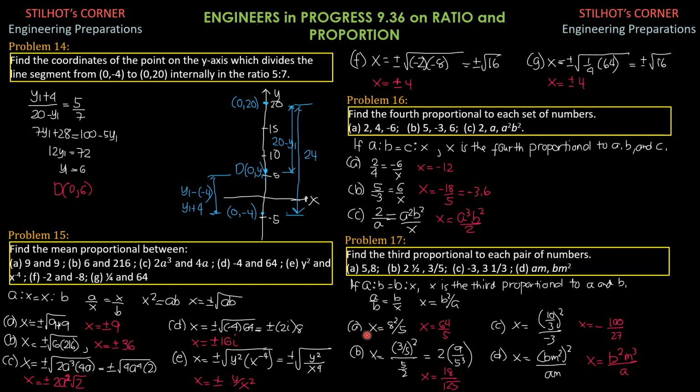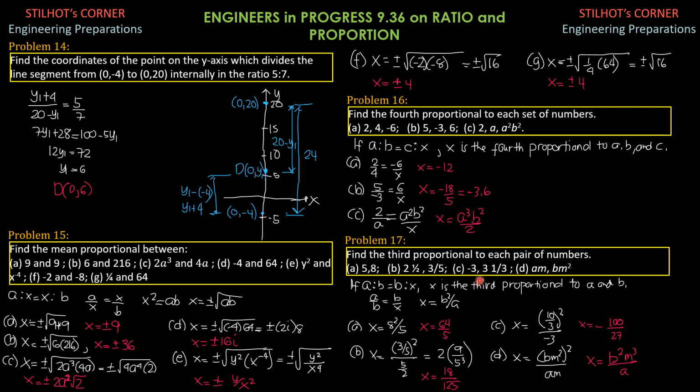So for part A, the third proportional to 5 and 8 is 8 squared over 5. So it is 64 over 5. For part B, it is 3/5 squared over 2 and 1/2, which is 5 halves. So 3/5 squared over 5 halves, that's times the reciprocal, 2 times 5 cubed, because we have 5 squared, then times 9, that's 18 over 125.